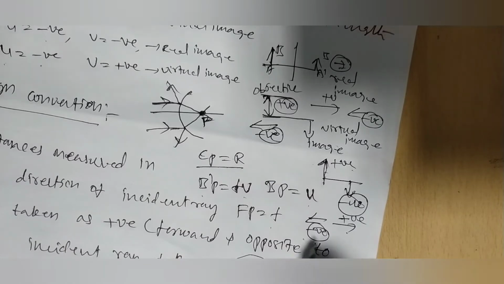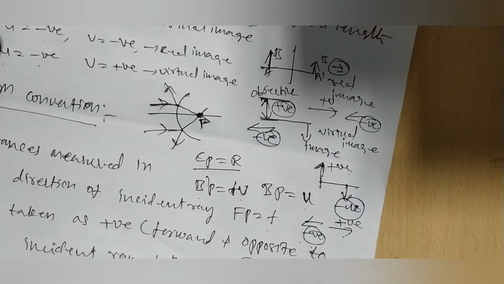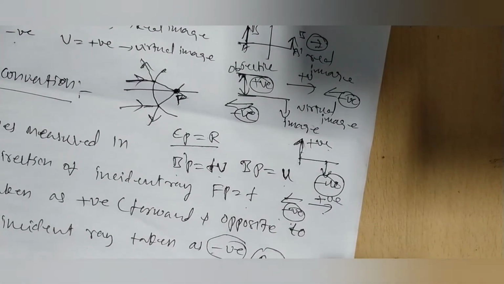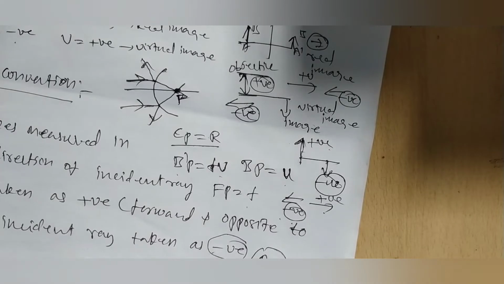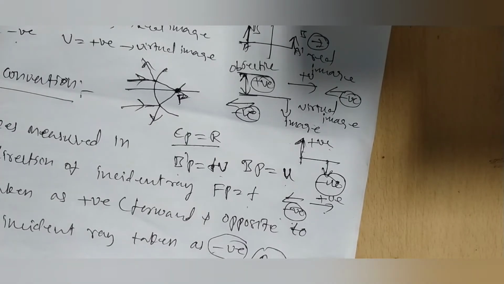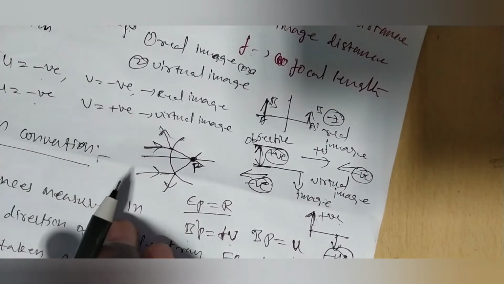And also, all heights above the principal axis are taken as positive, and below the principal axis we take negative values. The principal axis passes through the center of the spherical mirror. Below the principal axis, we take negative values, and above the principal axis, positive values, in both concave and convex mirrors.